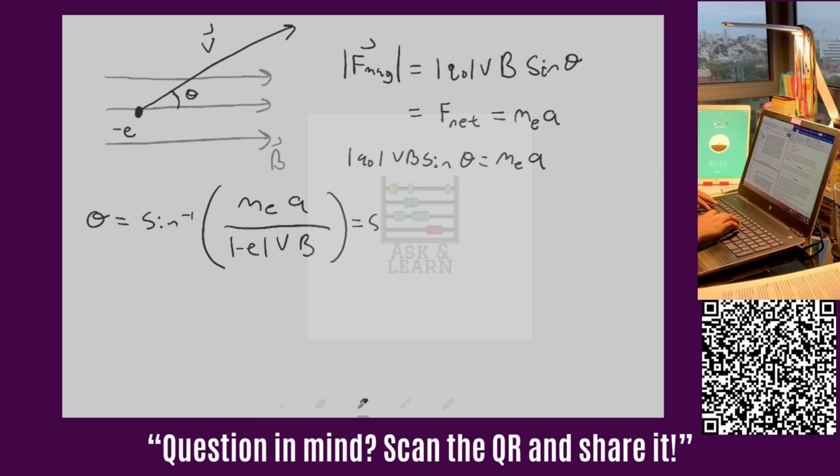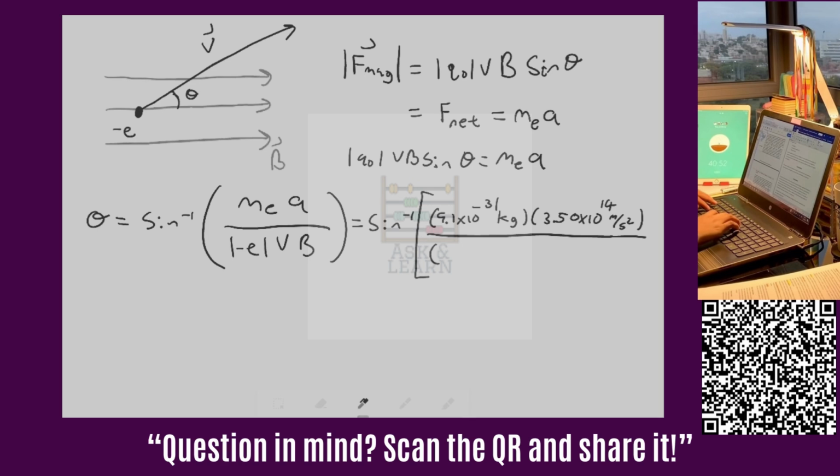So let's plug all these things in. What is the mass of an electron? It is 9.1 times 10 to the negative 31 kilograms, very tiny, multiplied by, let's see, its acceleration, sorry, is given as 3.50 times 10 to the 14 meters per second squared, so quite large. This electron is being accelerated quickly.